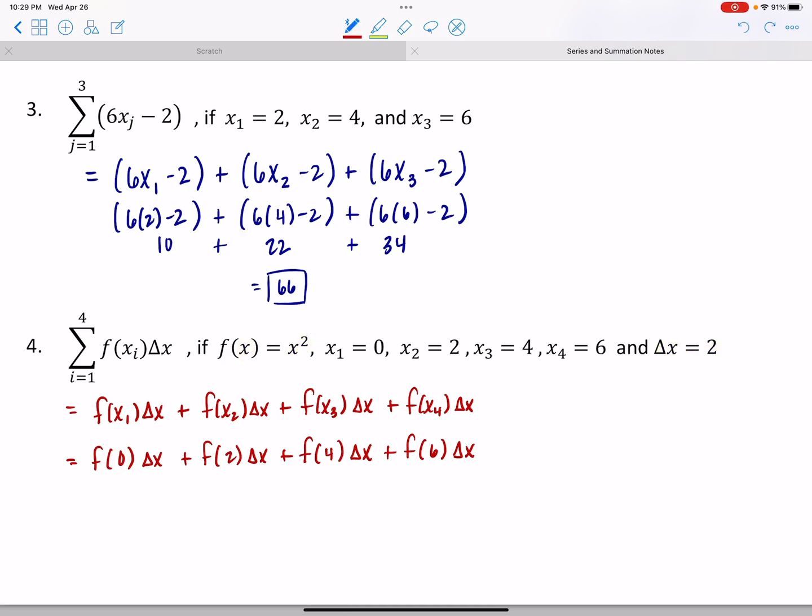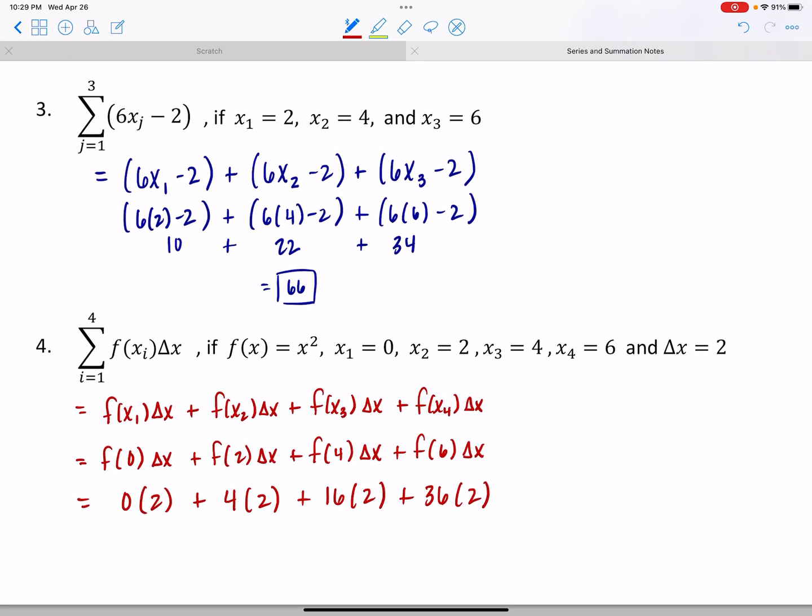So f of 0, again, 0 going into f of x, it's going to be 0 squared. Well, 0 squared is, oh, my eraser is too big. Sorry, 0 squared is going to be 0, and that's going to be multiplied by delta x, which is given to me as 2. Plus f of 2 would be 2 squared, which is 4, multiplied by delta x, again, is 2. f of 4, 4 squared makes 16, multiplied by delta x, which is 2. And f of 6 would be 6 squared, or 36, multiplied by delta x, which is 2.